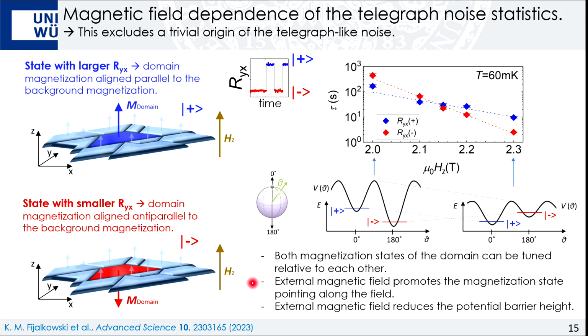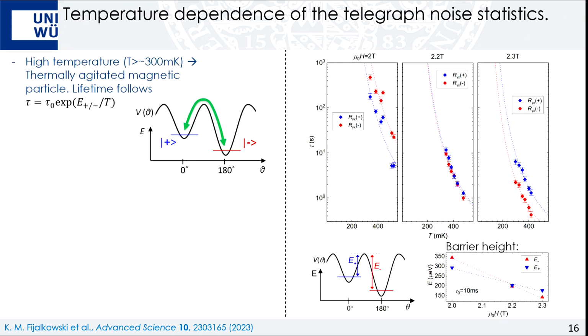And we also find that external magnetic field reduces the potential barrier height. This, I think, intuitively also can be well understood. As the magnetic field gets bigger, it should be easier for the domain to flip along the magnetic field. Okay, so let's look at the temperature dependence.